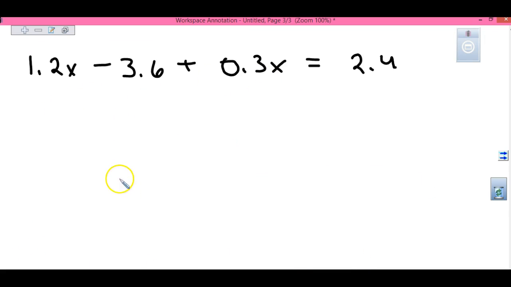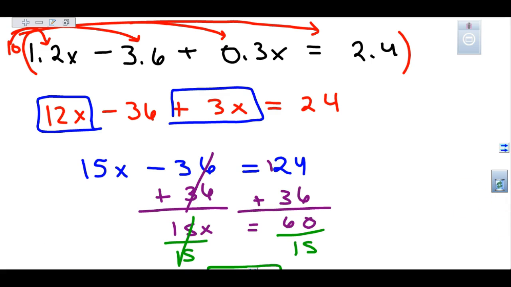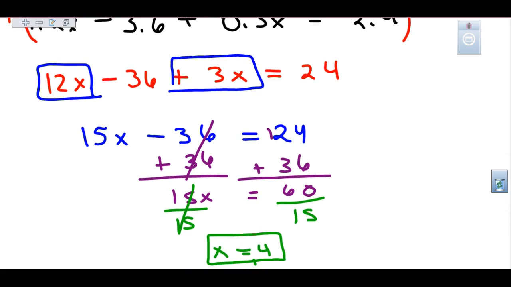Solve for x in this equation and we will check our answer in a little bit. Check your answer. Did you get x equals 4? Are there any questions?